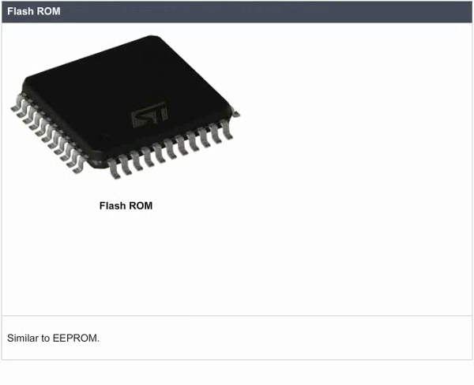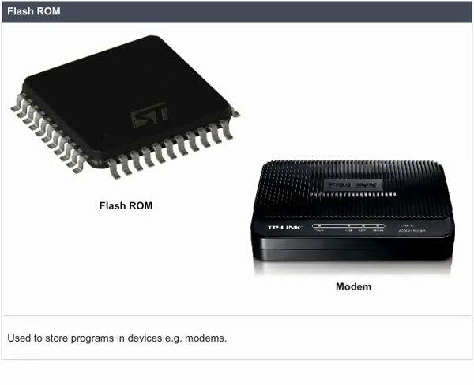Flash ROM, similar to EEPROM, however, can be reprogrammed while still in the computer. Easier to upgrade programs stored in flash ROM. Used to store programs in devices, for example, modems. Access time is around 45 to 90 nanoseconds.